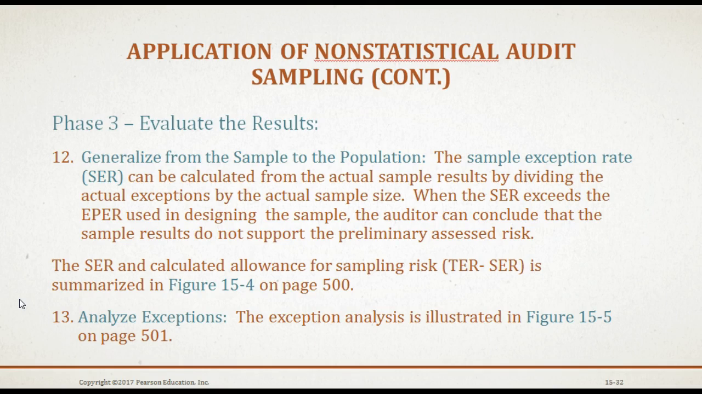The sample exception rate and calculated allowance for sampling risk is summarized in Figure 15-4 on page 500 of your textbook. The exception analysis is also illustrated in Figure 15-5 on page 501 of your textbook.